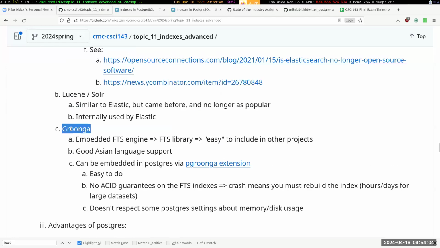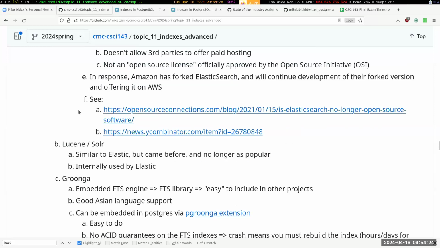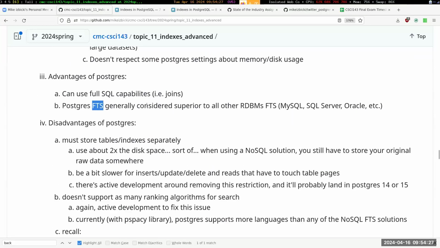full text search systems. The main advantage of doing full text search inside of Postgres is that you have your full SQL capabilities. For example, you're able to do joins with full text search. And the full text search in Postgres is not quite as advanced as some of these other systems, but it's generally considered much, much better than the full text search in other relational databases. So things like MySQL, SQL Server, even Oracle, the really expensive one, millions of dollars per license. Postgres full text search is widely considered much better than all of these.